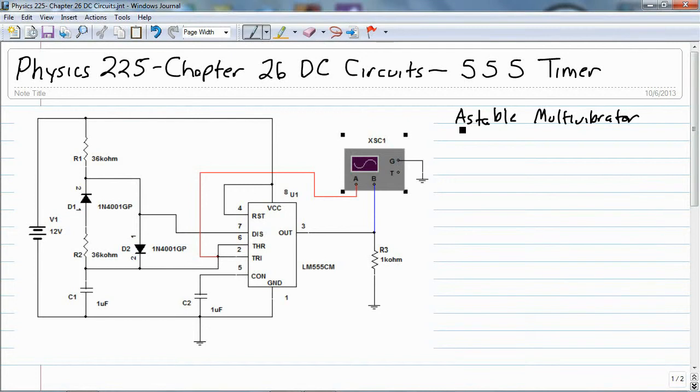Astable means it's just not stable. It doesn't stay at one state. And multivibrator means it bounces between two different levels. So let's do a little analysis here.